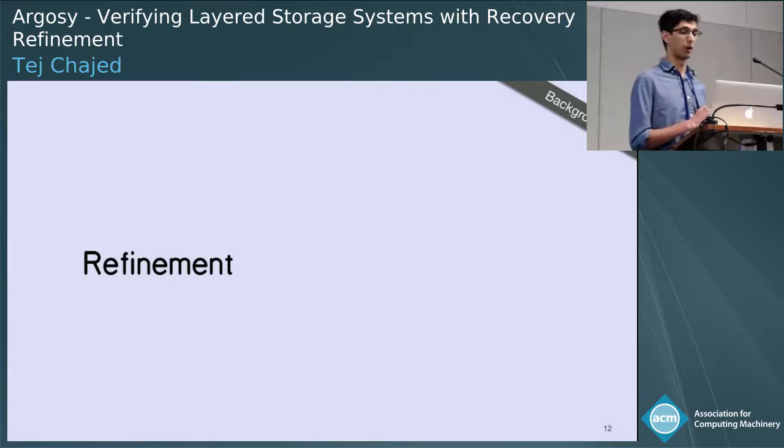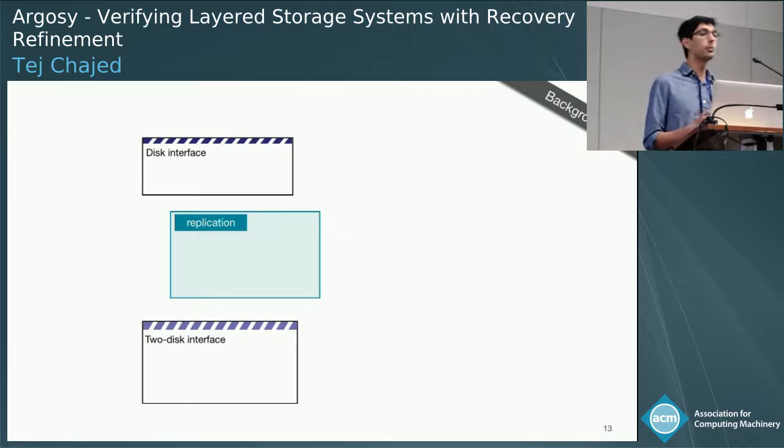So first, some background on refinement. With refinement, the goal is to prove an implementation correctly implements a specification interface, which will be on top, in terms of a code interface, which will be on bottom. So in the case of the replication example, replication implements a disk interface on top of two disks. How does it do that?